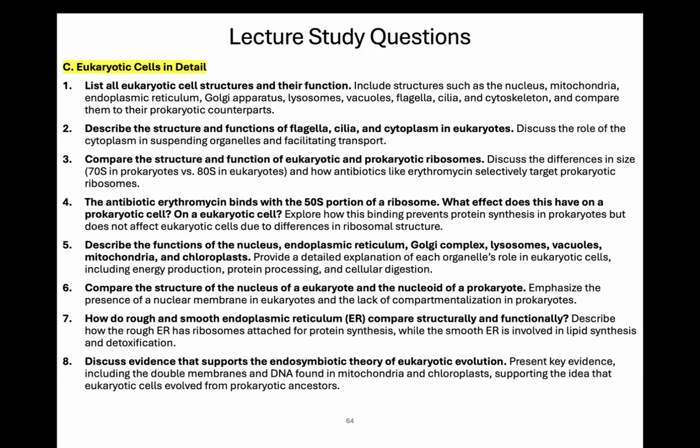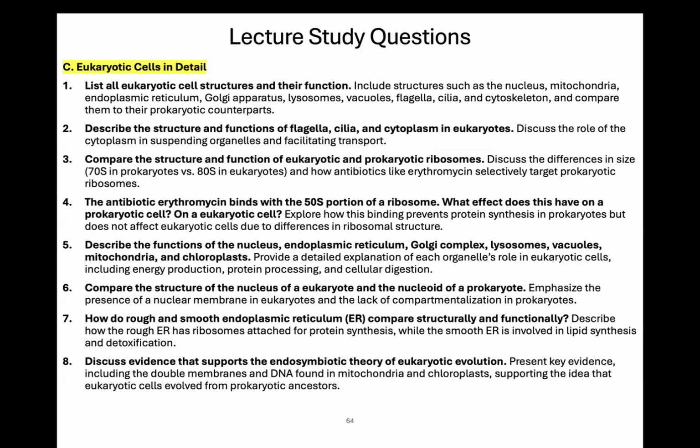So the question, I love this question. The antibiotic erythromycin binds with the 50S portion of a ribosome. What effect does it have on a prokaryotic cell or a eukaryotic cell? So because it binds to the 50S subunit, it affects prokaryotic ribosomes and it stops protein synthesis. It does not affect eukaryotic cells because eukaryotic cells do not have a 50S portion. They have an 80S ribosome, and in the 80S ribosome, there's a 60S large subunit, not 50S.